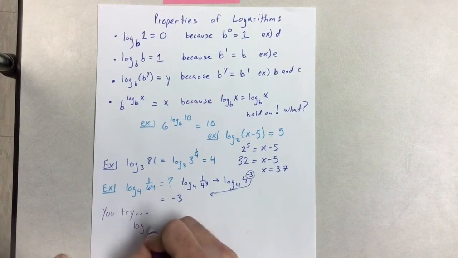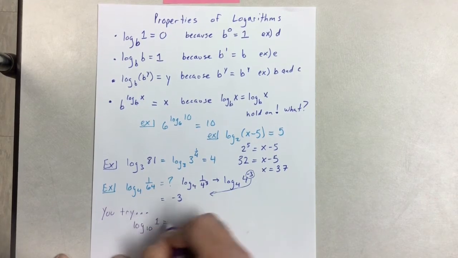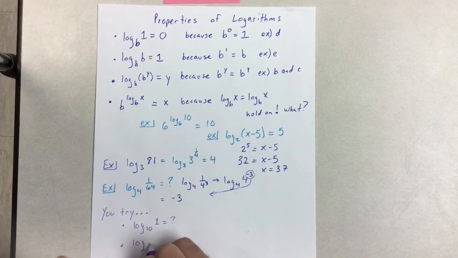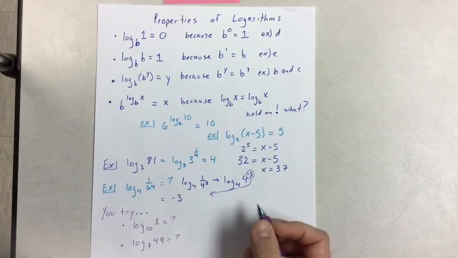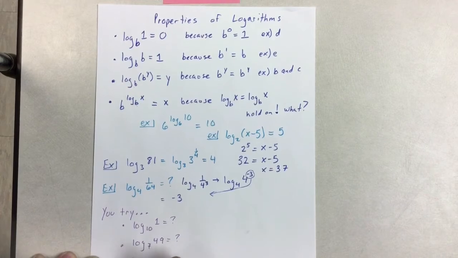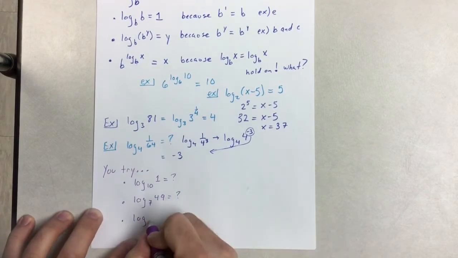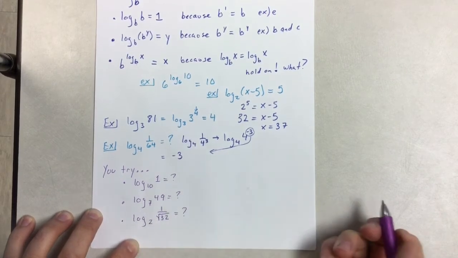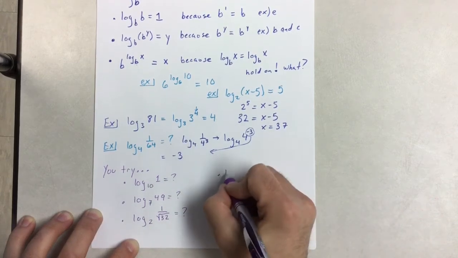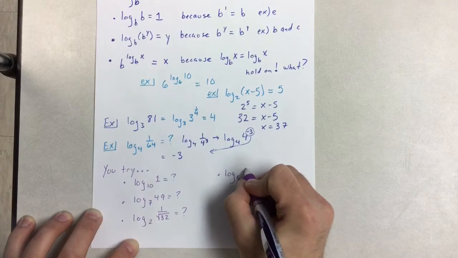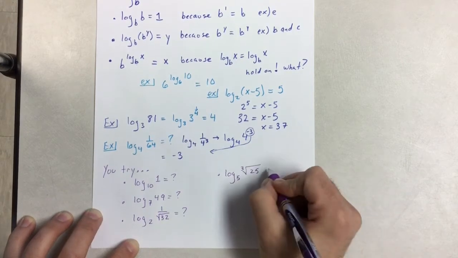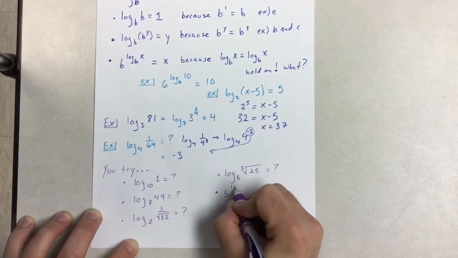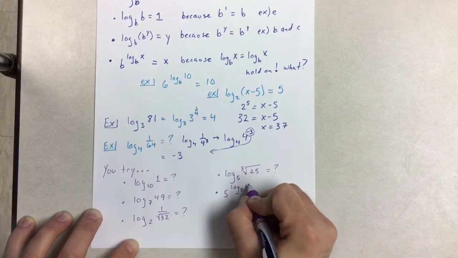So log base 10 of 1 equals, next, log base 7 of 49 equals, log base 2 of 1 over square root of 32 equals, log base 5 of cube root of 25 equals, and 5 raised to the power of log base 5 of 14.